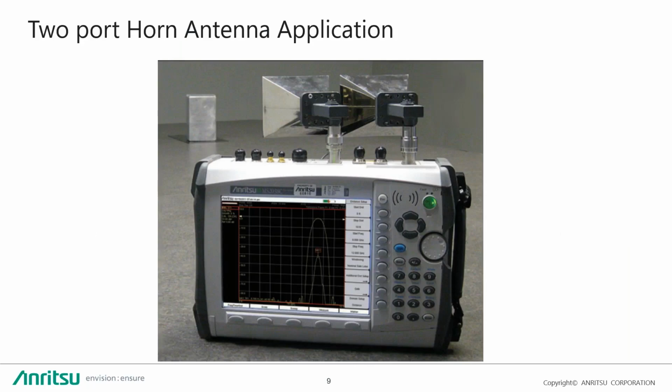So here's an example of a 2-port antenna application. In this case, this is a radar cross-section measurement that's being performed on one of our handheld VNA Masters.